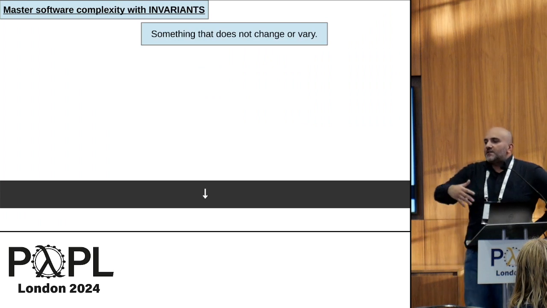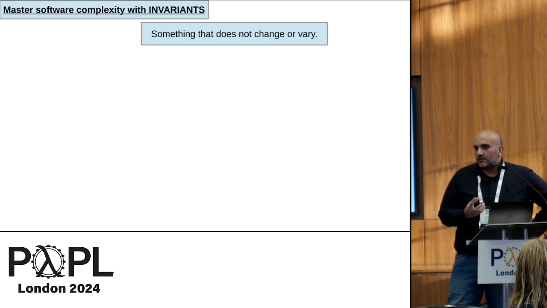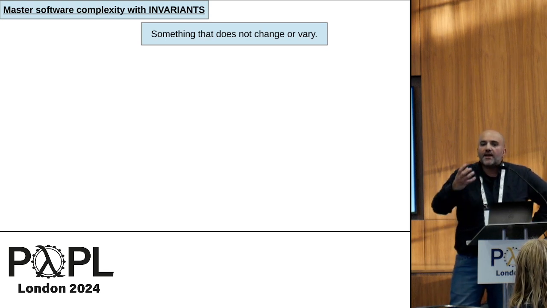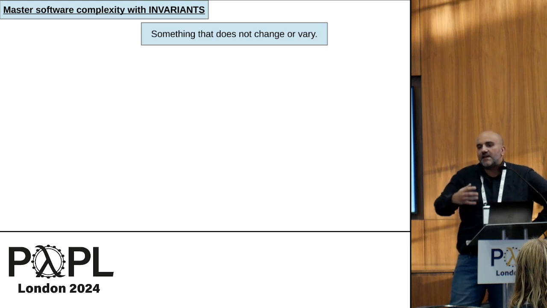Now, in software programming, in the other languages, how do you master the complexity of the software? You rely on invariants, okay? So what is an invariant? It's a simple definition, okay? It's something that doesn't change.